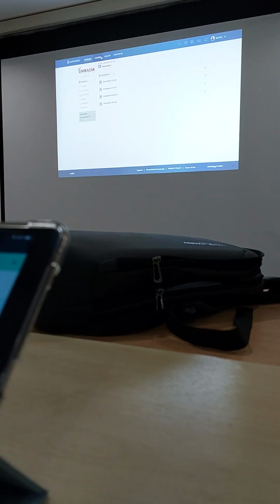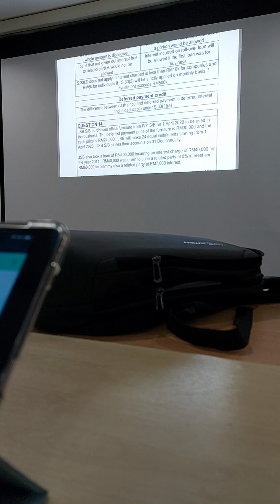Okay, right. Now, we're going back into where we stopped. You also have to know certain rules about interest deductibility.